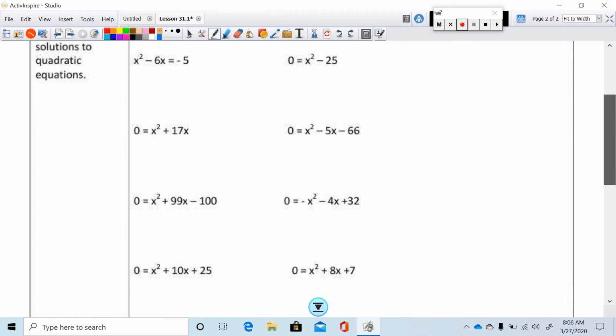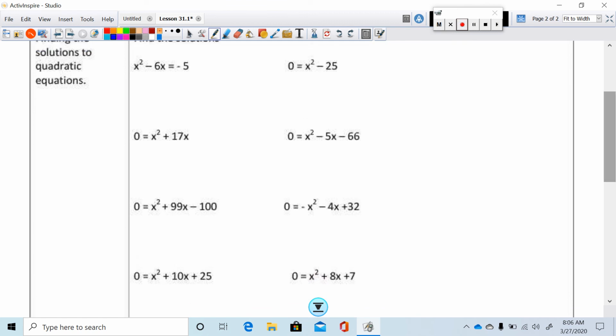Find the solutions. To find the solutions, you have to have everything off to one side. So the first step in this first one is to add 5 to both sides. So that's going to give me x squared minus 6x plus 5 equals 0. Now I'm going to factor.